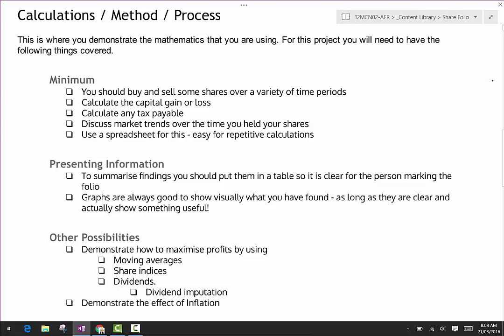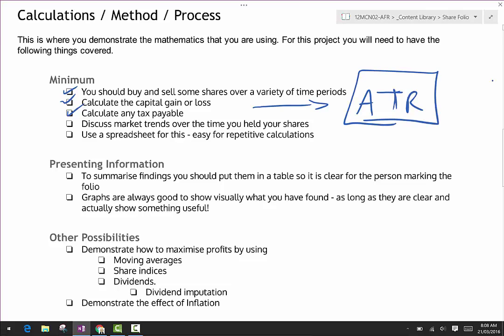So the minimum things that you need to have in this section is your buying and selling of shares over a period of time, which we've talked about in class, working out whether you've made any capital gains or capital losses, then also working out any tax payable. Alrighty, and then from that you can work out your after-tax return, which is really important because that's the big thing, how much money you actually get back after your tax has been paid.